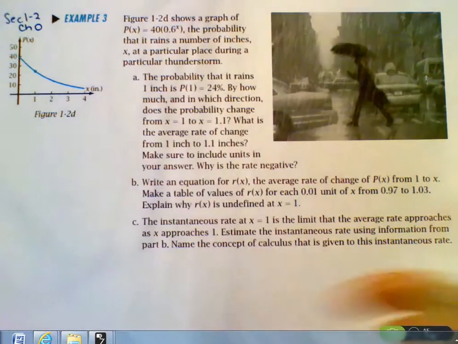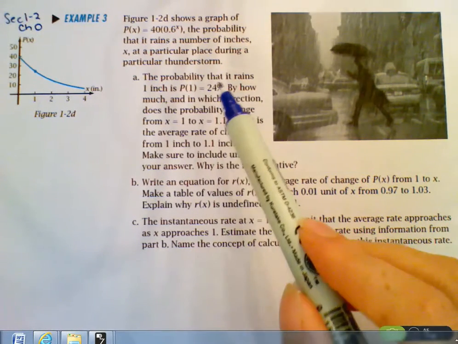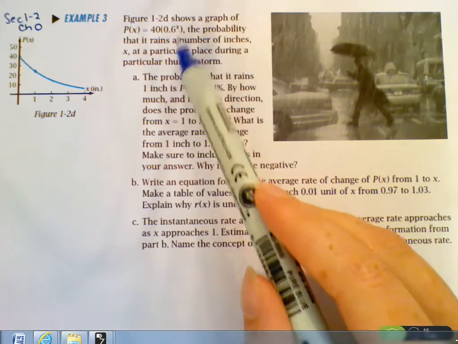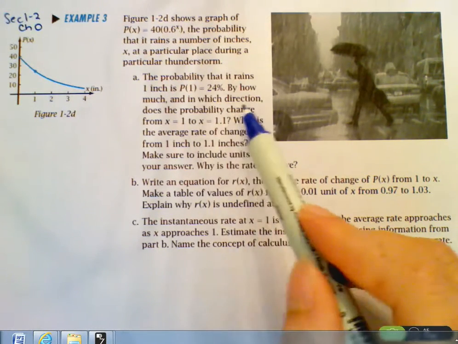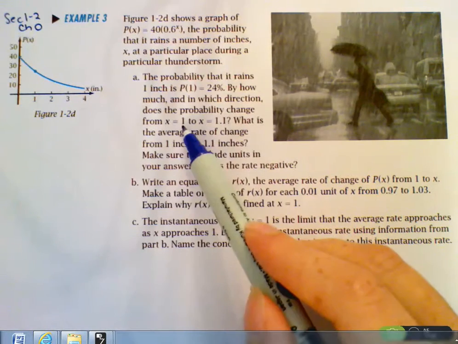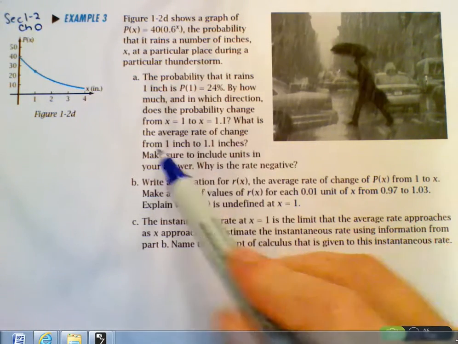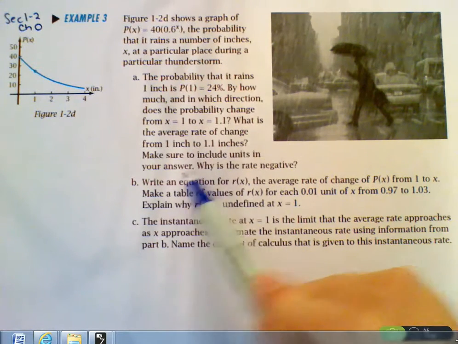It says the probability that it rains 1 inch, so P of 1 equals 24%. If you were to plug 1 into this equation for x, you would get out 24%. They're going to ask by how much and in what direction the probability changes from x equals 1 to x equals 1.1. What is the average rate of change from 1 inch to 1.1 inches? Make sure to include units in your answer. Why is the rate negative?